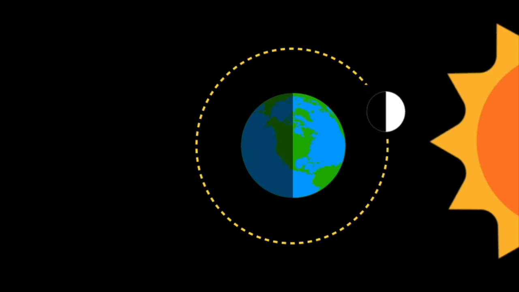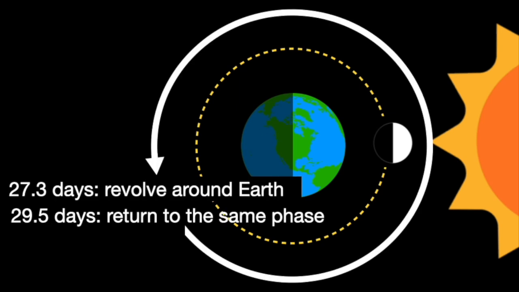The moon takes about 27.3 days to complete one full orbit around Earth. This is called the sidereal month. However, because Earth is also moving around the sun, it actually takes 29.5 days for the moon to return to the same phase, from one new moon to the next. This is called the synodic month.